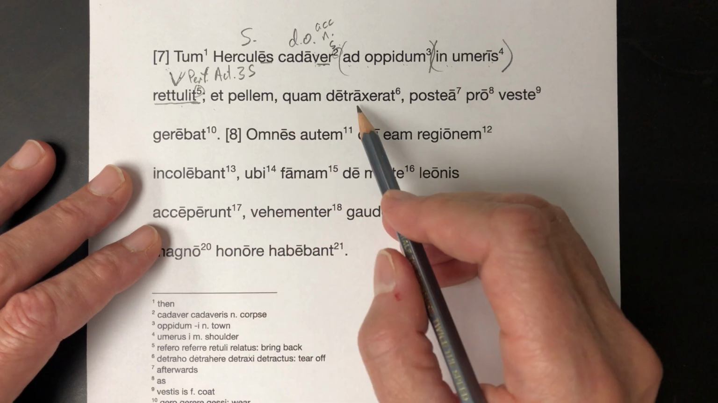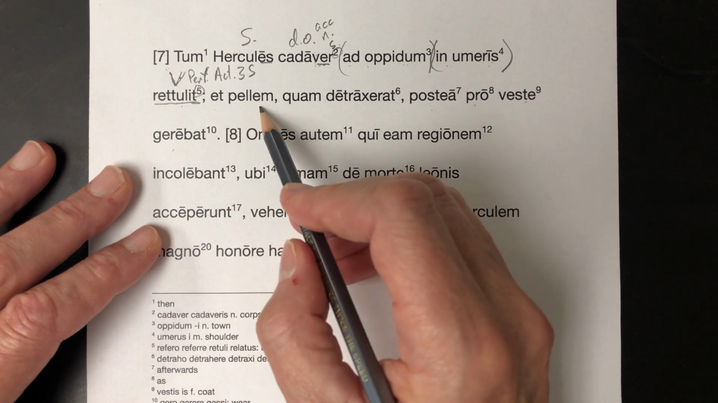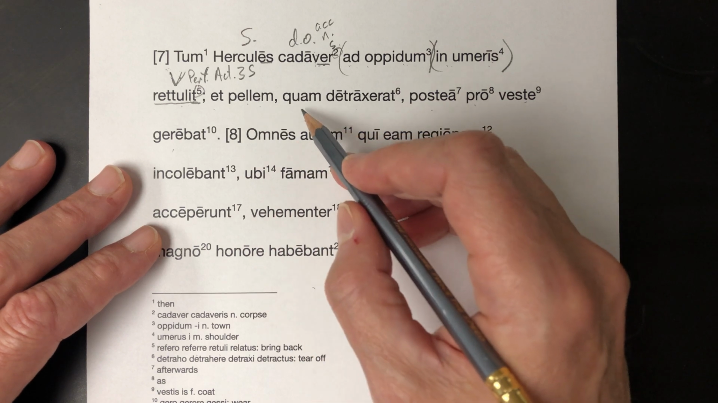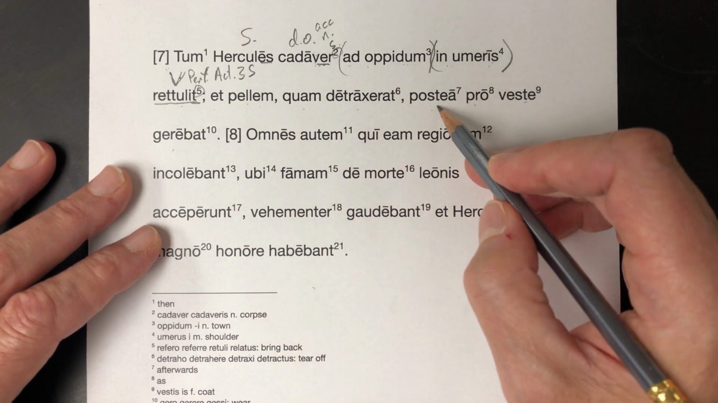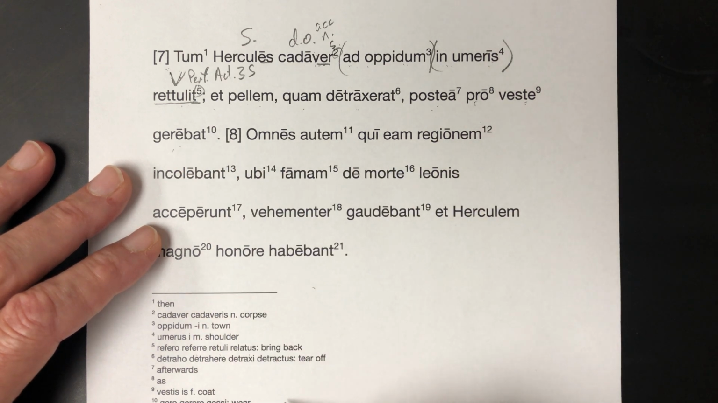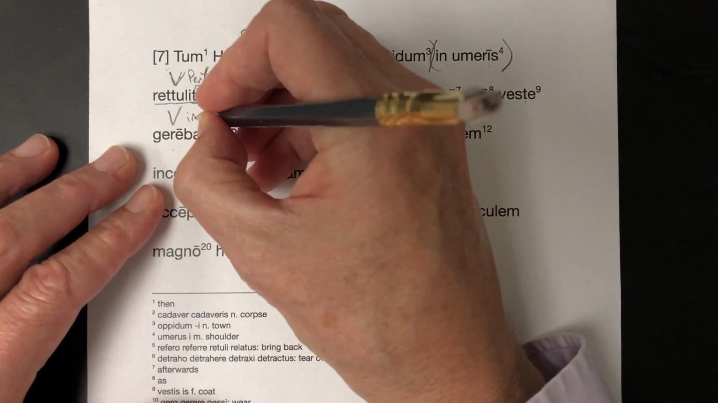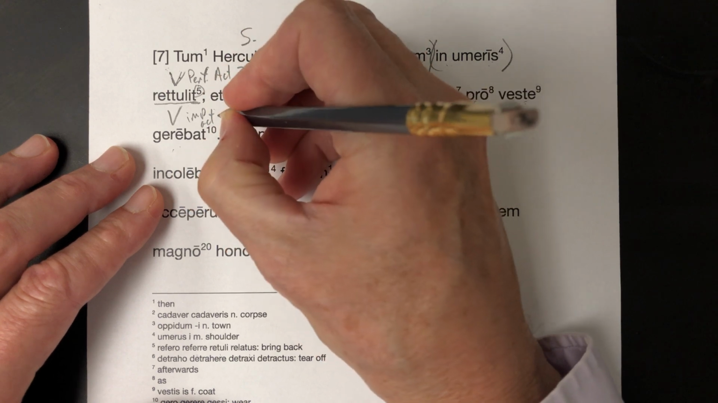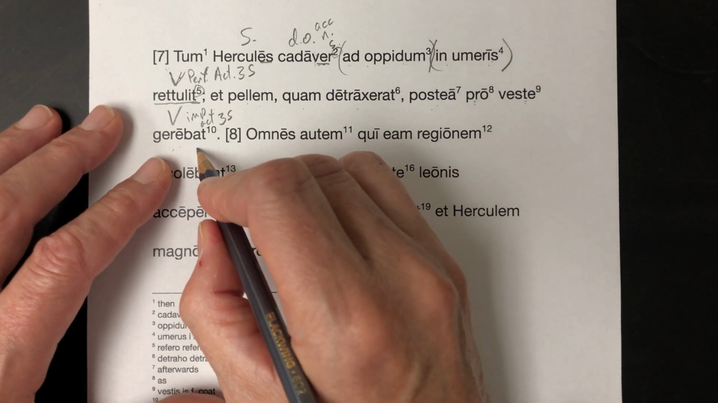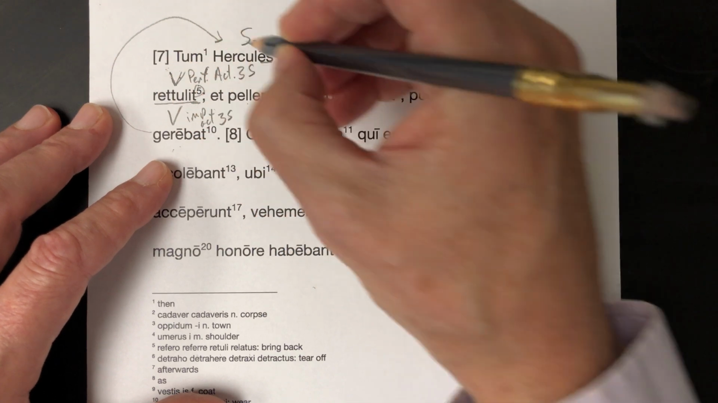Et pelem quam detraxerat postea pro veste geribat. All right, pelem. Let's do a word scan here. That means pelt or skin, which, tear off, after, as, coat, where. Get the picture here. This is gruesome. Okay, verb at the end. Geribat, imperfect active, and it's a 3s. So we're looking for a singular subject. I don't see other nominatives, so it must go back to Hercules. Okay, I'm okay with that.